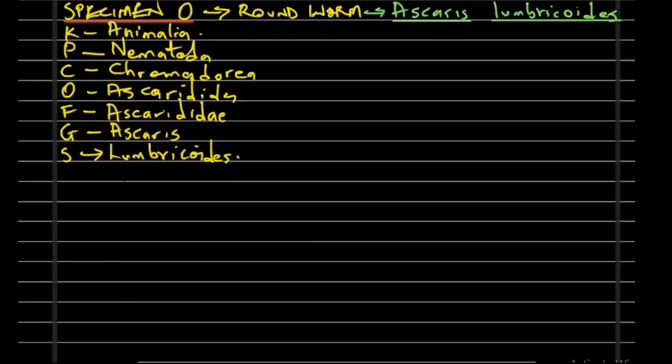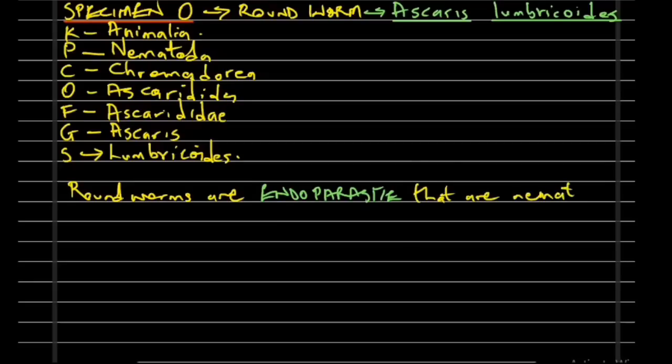So what do we have to say about this organism? Now, the roundworm is also an endoparasite. Roundworms are endoparasites, and they are nematodes. You can already see that in the classification.